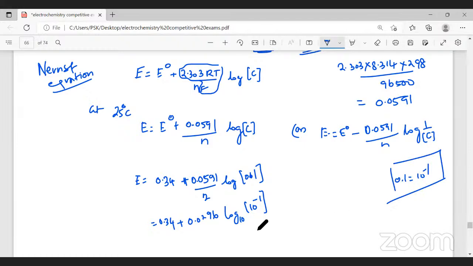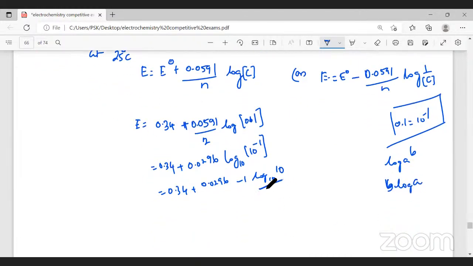Yes, sir. So log a to the power b can be written as b log a. So what happens? It is 0.34 plus 0.0296 times minus 1 log to the base 10 of 10. Now what is the value of log 10? Log 10 is 1.